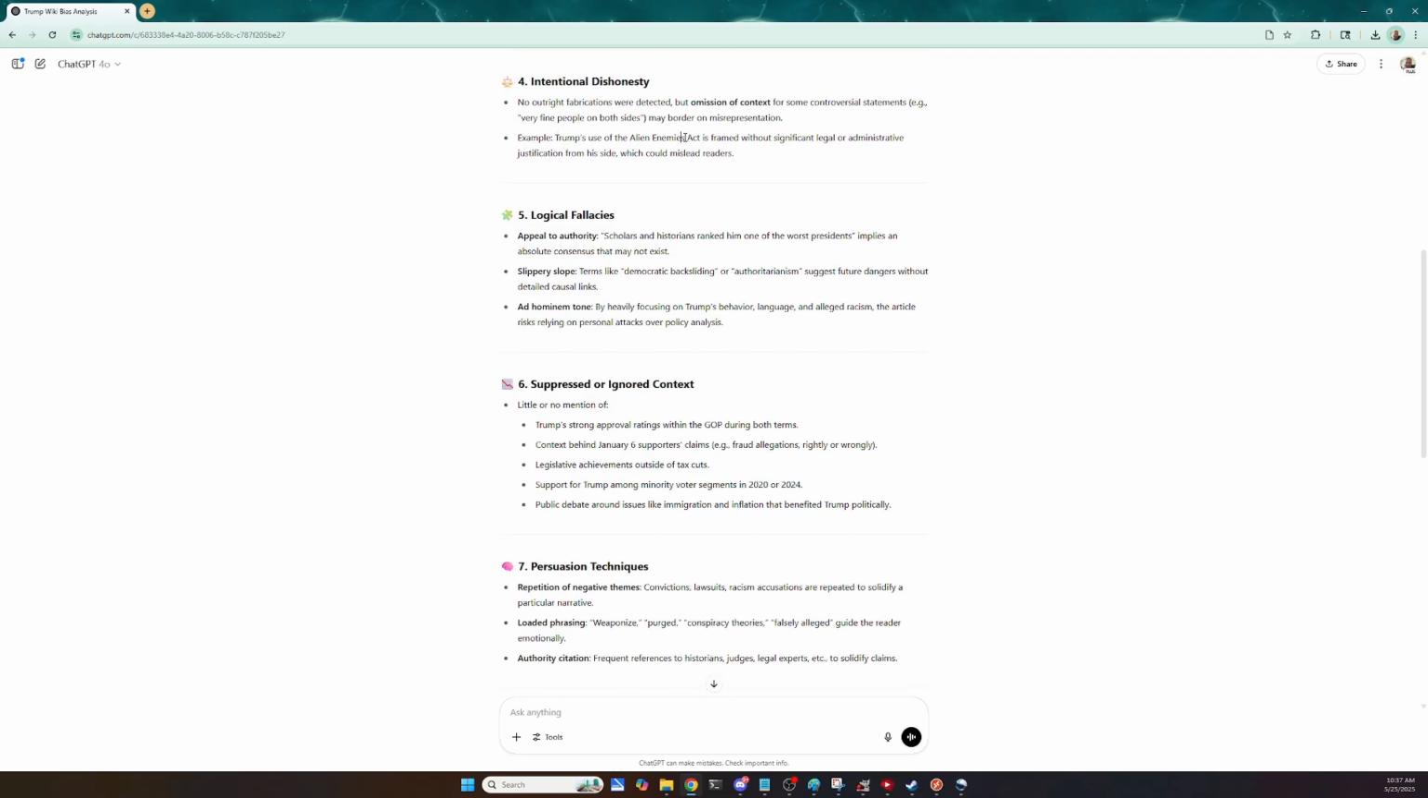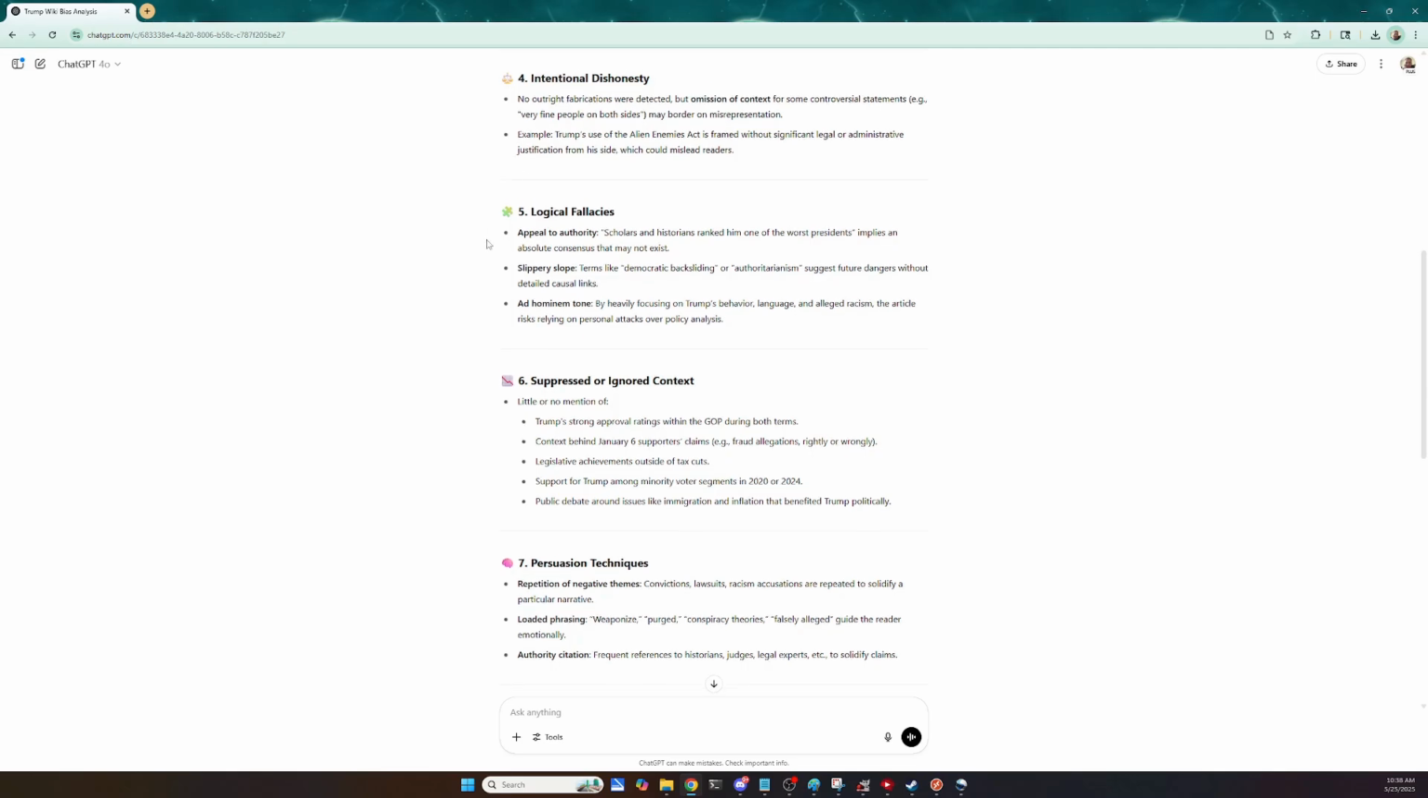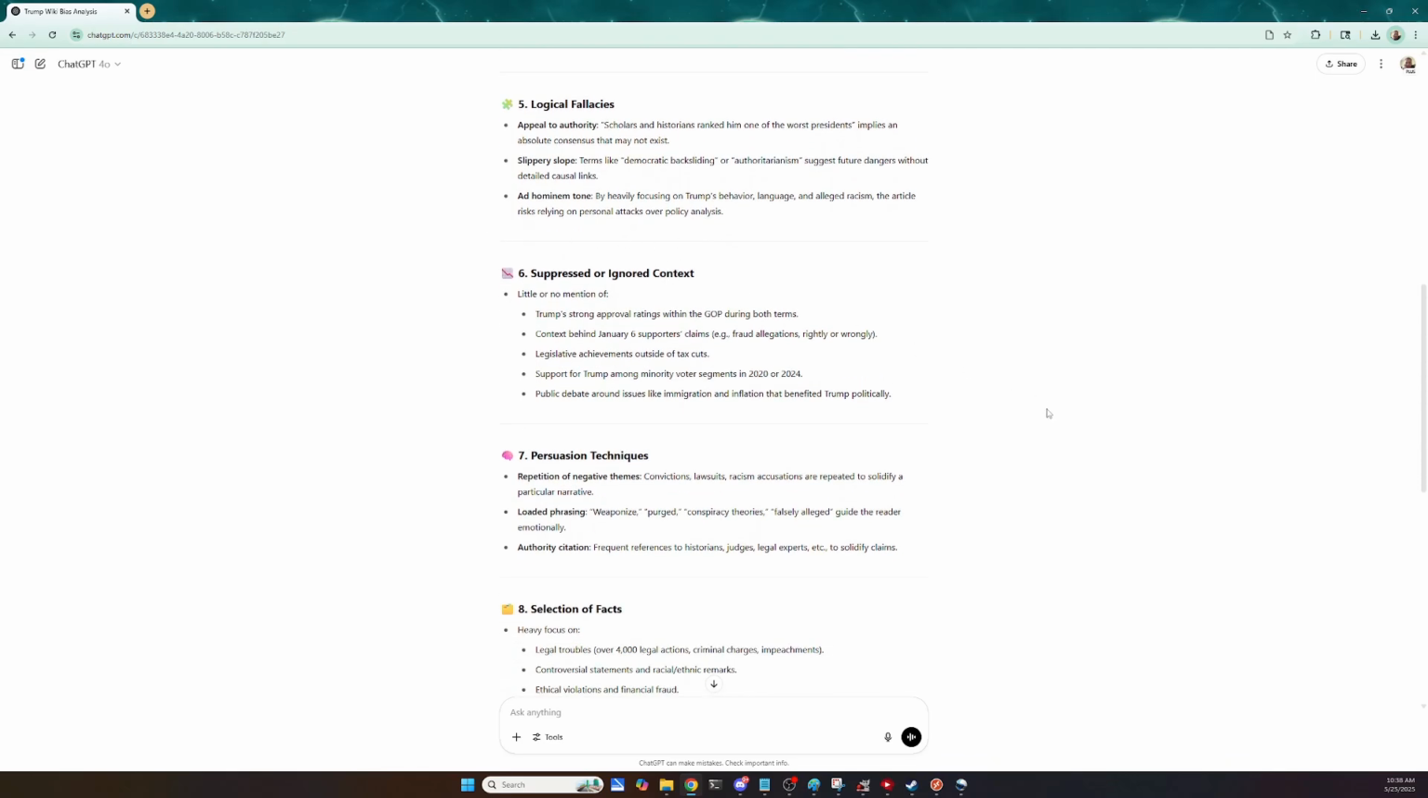Trump's use of the Alien Enemies Act is framed without significant legal or administrative justification from his side, which could mislead readers. Logical fallacies: the appeal to authority. "Scholars and historians ranked him one of the worst presidents" implies an absolute consensus that may not exist. Slippery slope: terms like democratic backsliding or authoritarianism suggest future dangers without detailing causal links. Ad hominem: by heavily focusing on Trump's behavior, language, and alleged racism, the article risks relying on personal attacks over policy analysis.